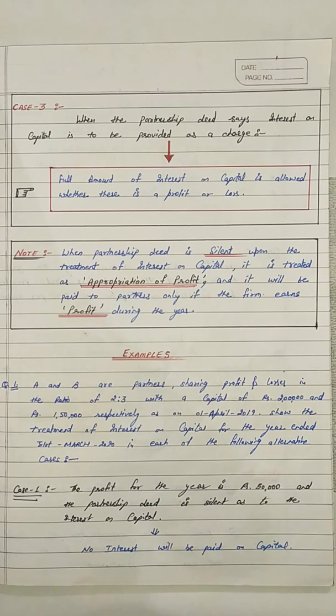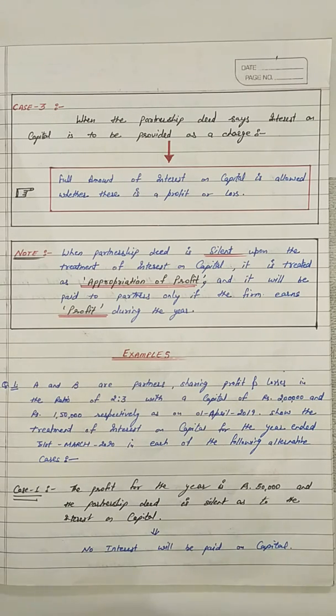Let us discuss the above said cases with the help of some examples. Suppose A and B are partners sharing profits and losses in the ratio 2:3 with capitals of rupees 2 lakh and rupees 1,50,000 respectively as on 1st April 2019. Show the treatment of interest on capital for the year ended 31st March 2020 in each of the following cases.